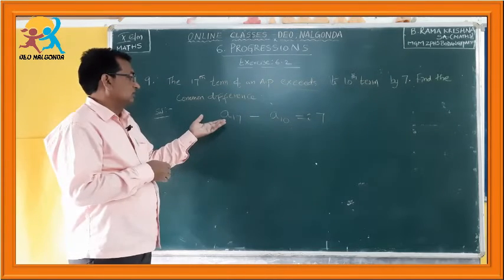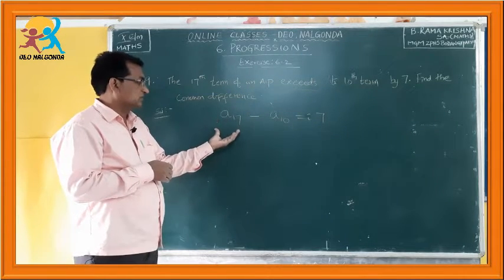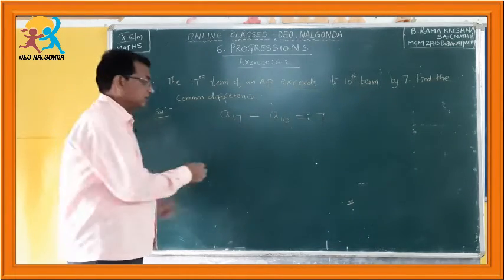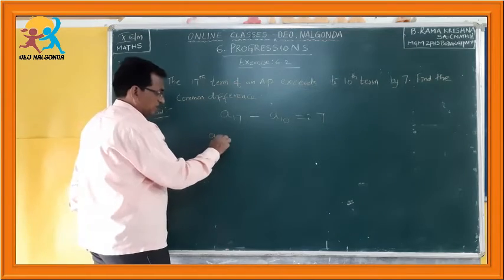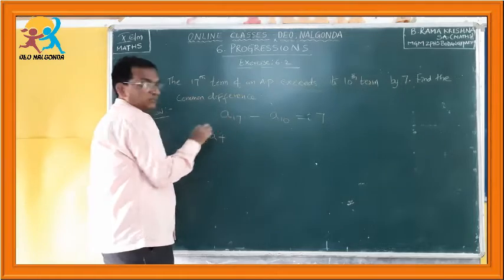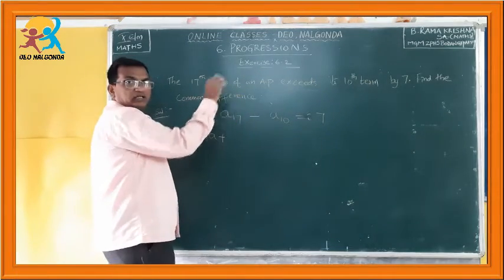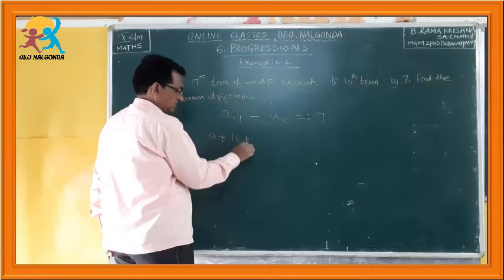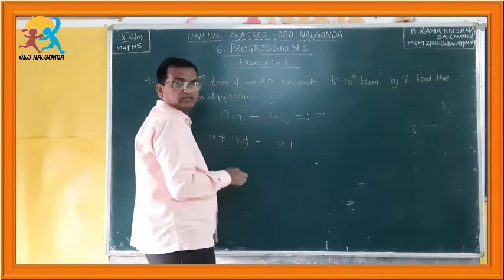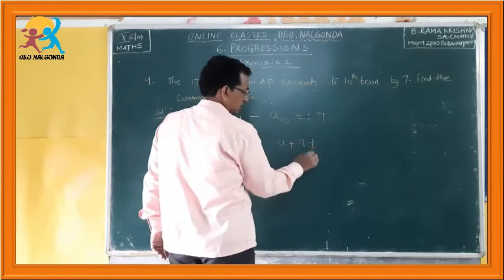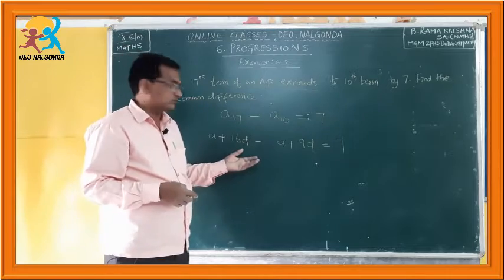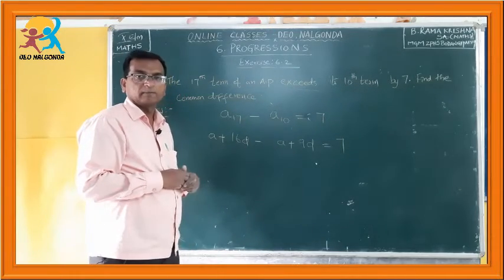Now you have to substitute the formulas. Instead of A17, we can write, using the nth term formula, A plus 17 minus 1, that is 16D, minus A plus 10 minus 1, that is 9D, is equal to 7. Is this correct? Is anything wrong here?